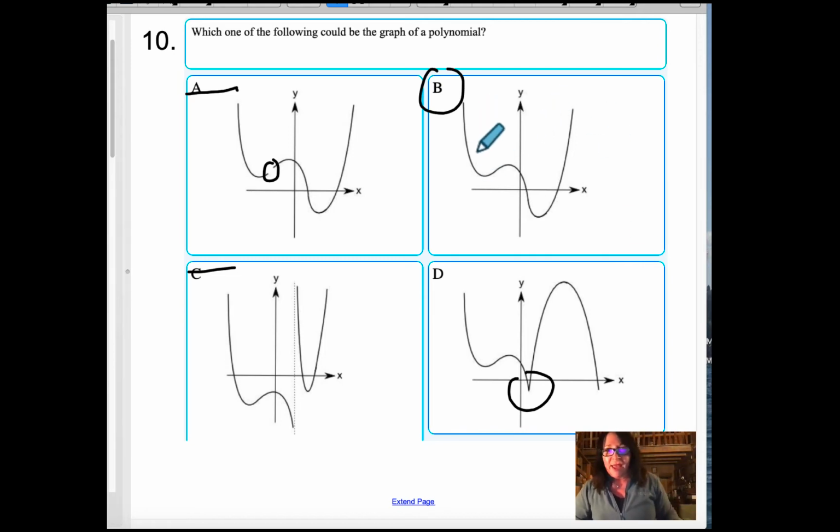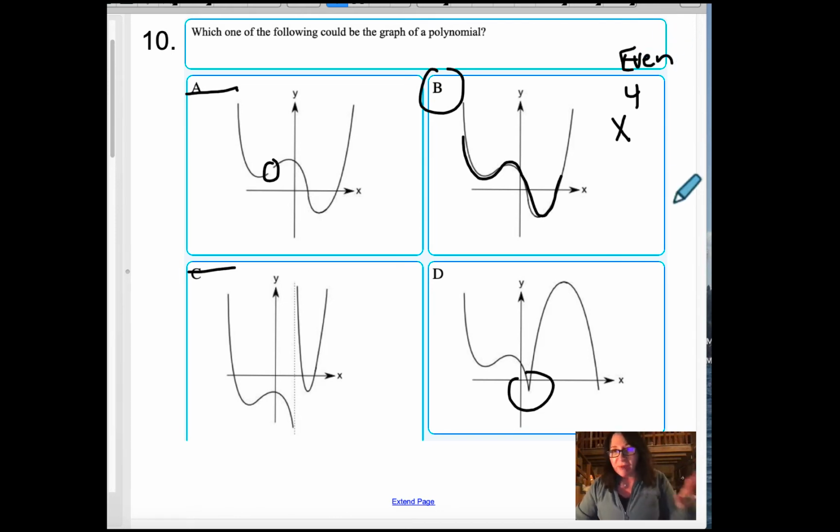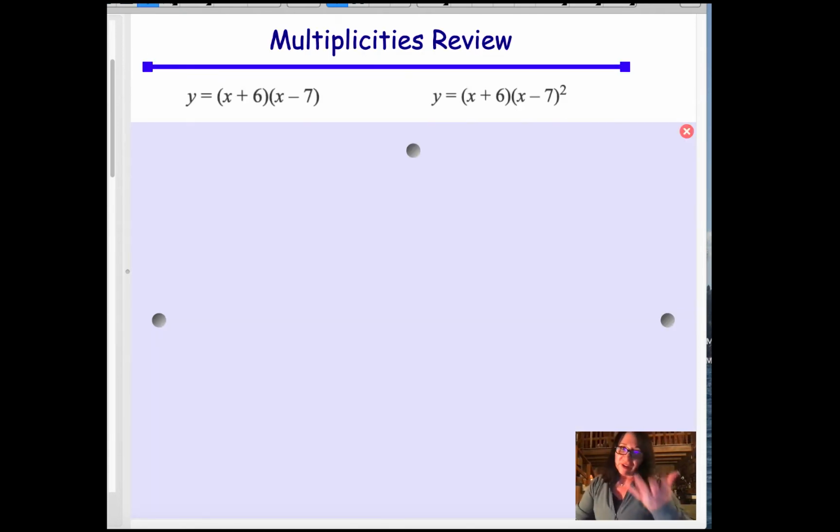And by the way, how many turns do I have? I have 1 turn, 2 turns, 3 turns, which most likely means this is an x to the fourth power, which means this is going to be an even power, so the end behavior would be up and then up. Positive value. Multiplicity review: note that this has already been factored for us, so that's all good.